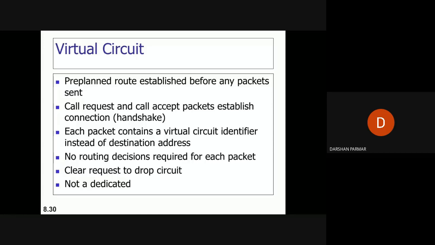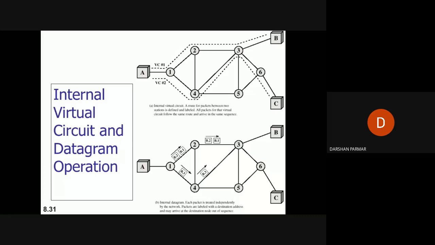So here, a dedicated path is not there. If sometimes for a particular duration of time this path is selected, then for another duration you can choose another path also. This kind of transmission is done in the virtual circuit network. Here you can see the packet is moving through different paths, which has the minimum delay.